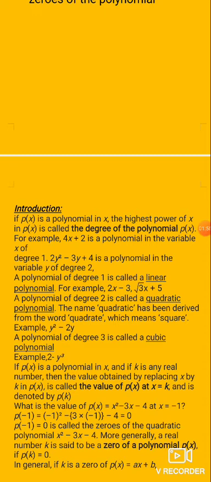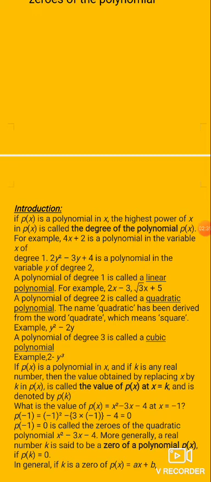Now, the next point. If p of x is a polynomial in the variable x, and if k is any real number, then the value obtained by replacing x by k in p of x is called the value of p of x at x is equal to k and is denoted by p of k. Instead of x we can put any number. Here instead of numbers we put k.